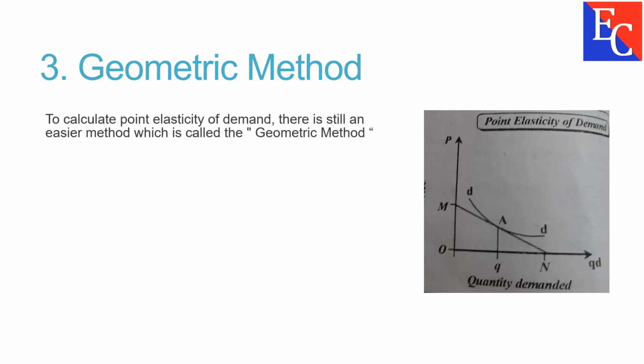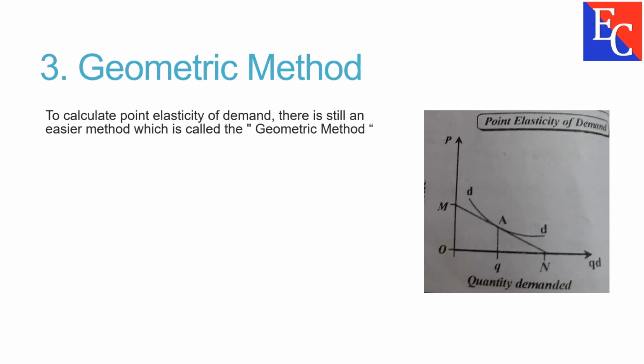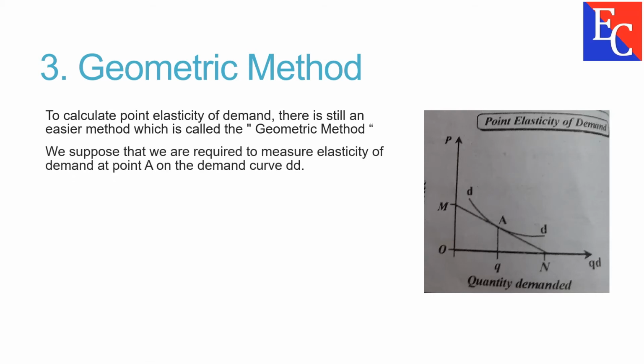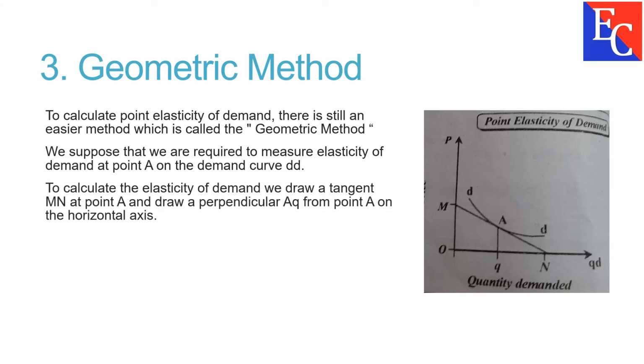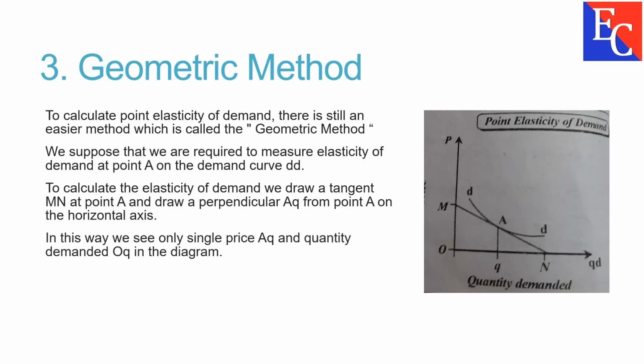Geometric method. To calculate the point elasticity of demand, there is still an easier method which is called the geometric method. We suppose that we are required to measure elasticity of demand at point A on the demand curve DG. To calculate elasticity of demand, we draw a tangent MN at point A and draw a perpendicular AQ from point A on the horizontal axis. In this way, we see only a single price AQ and quantity demanded OQ in the diagram.